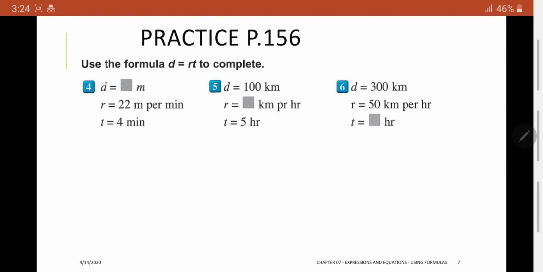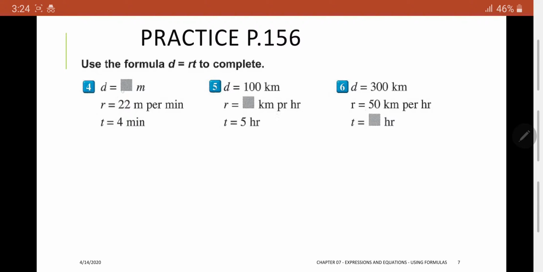Students, we left off at practice, page 156, at the subject of using formulas. Now, for the questions, use the formula D is equal to RT. Between two variables, we have multiply. So R multiply T to complete those questions.